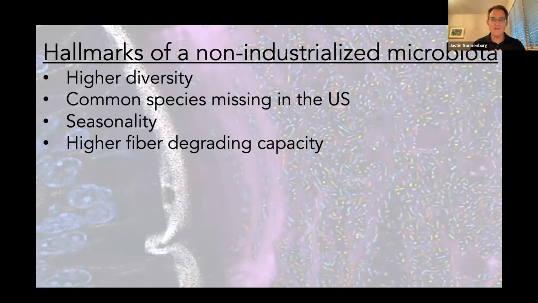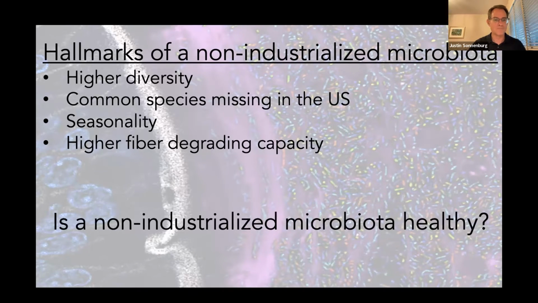We know that a non-industrialized microbiota has higher diversity. It has common species that are missing in the United States. We don't know that all these species are beneficial, but we know that there hasn't been any foresight in this microbiome change. And so to think that we would have only lost bad species is probably a bit misguided. We probably have lost species that are important for our health. We also see incredible seasonality and a lot of high fiber degrading capacity in the hunter-gatherer gut microbiome.